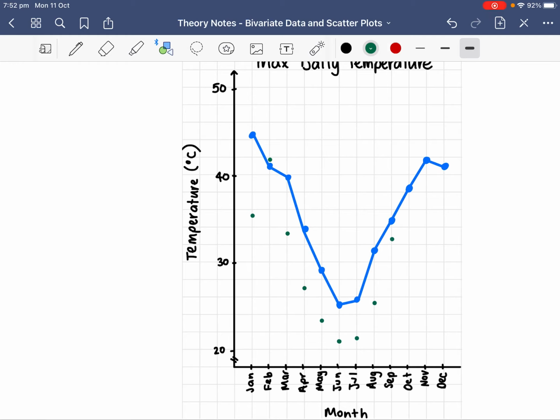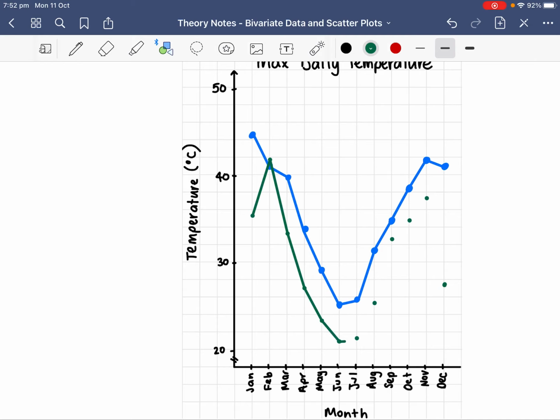32.5. October, we have 34.3. November, we have 37.2. And December, we have 26.8. Which is roughly there. So now we want to do the exact same thing and we want to connect these dots. Oops. We want to connect these dots using a straight line.